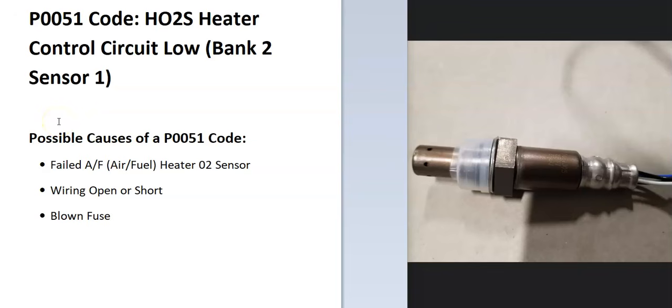So today I'm talking about a P0051 code, what it is and how you go about fixing it. So what is a P0051 code? Well, it's an HO2S heater control circuit low bank 2 sensor 1. And what does this mean?